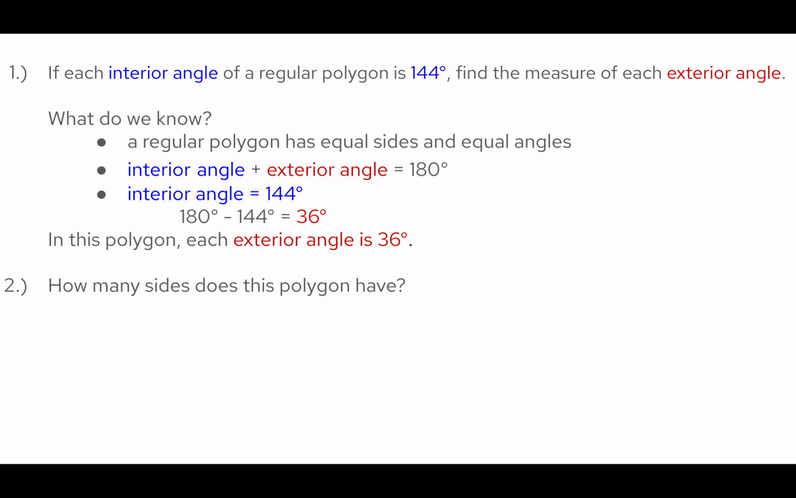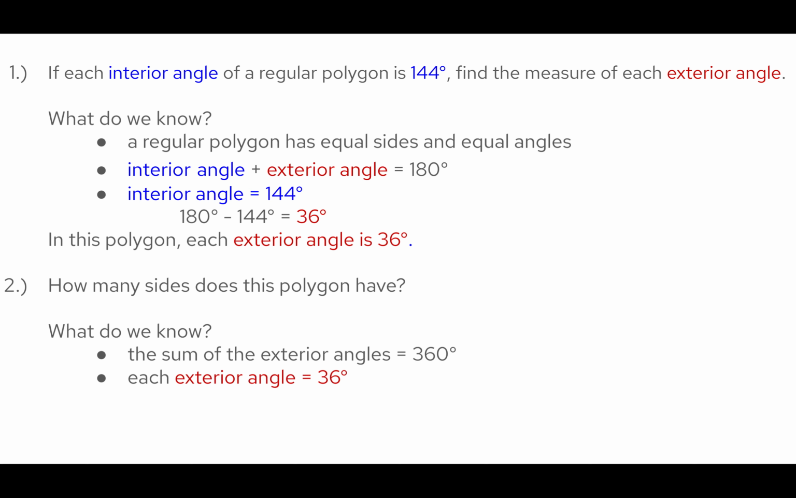Well, if we know that, maybe we can figure out how many sides this polygon has. Again, what do we know? Well, we know that the sum of the exterior angles in any polygon equals 360 degrees. And we know that each exterior angle is 36 degrees. So if I divide 360 by 36, I get 10. So that means it's a decagon, or a 10-sided polygon.